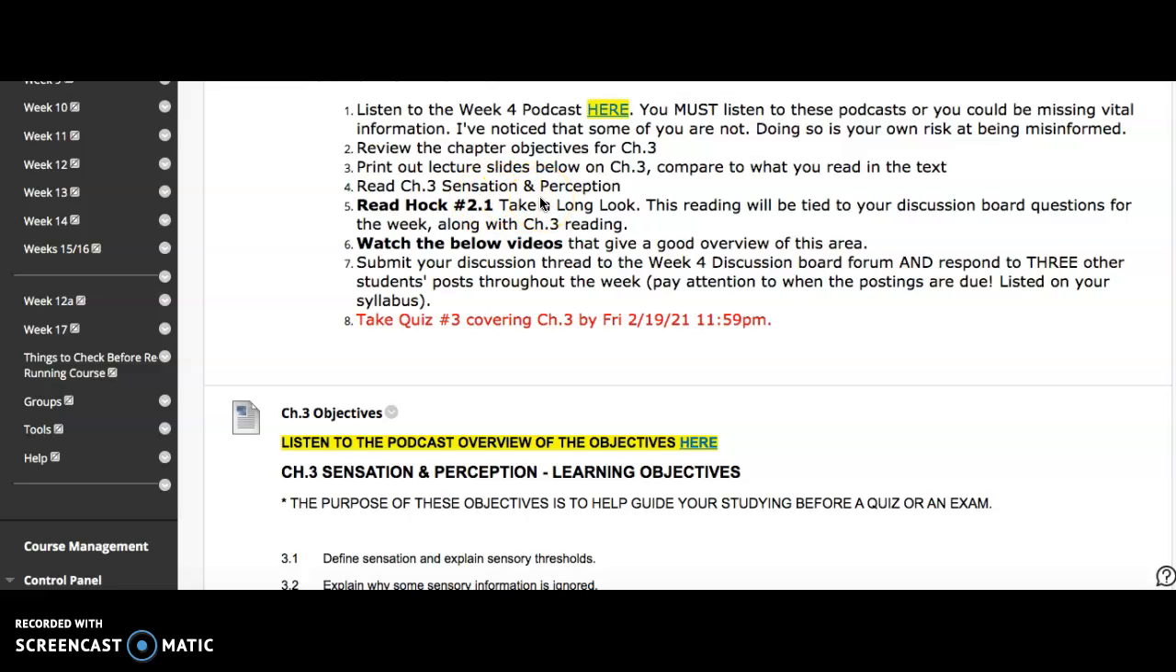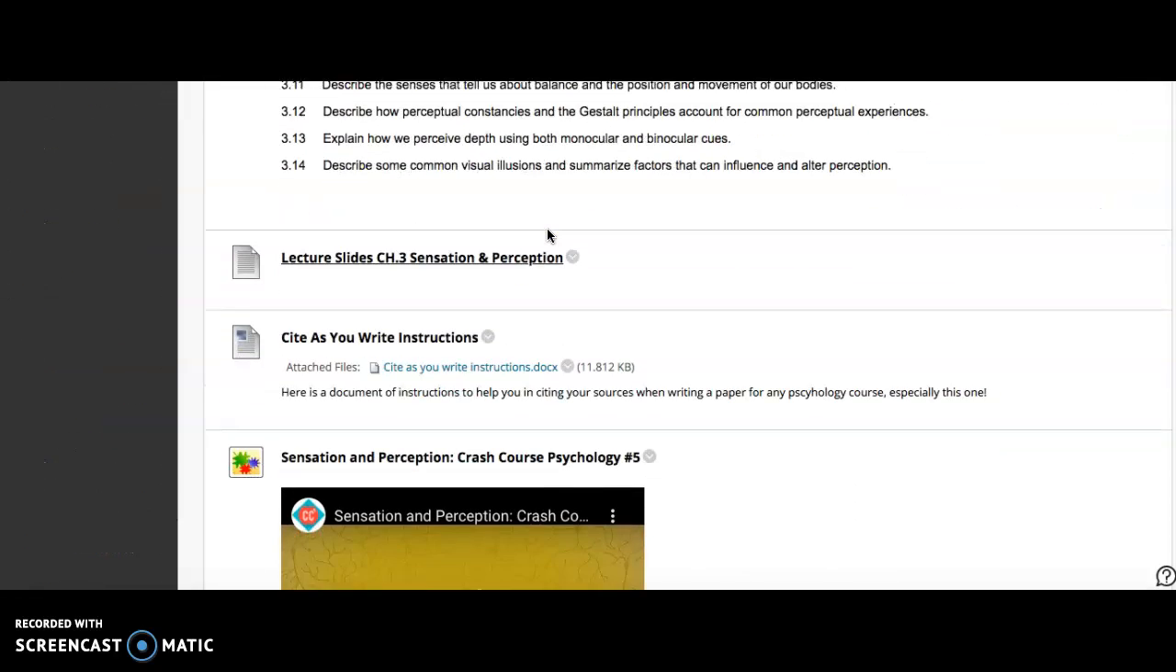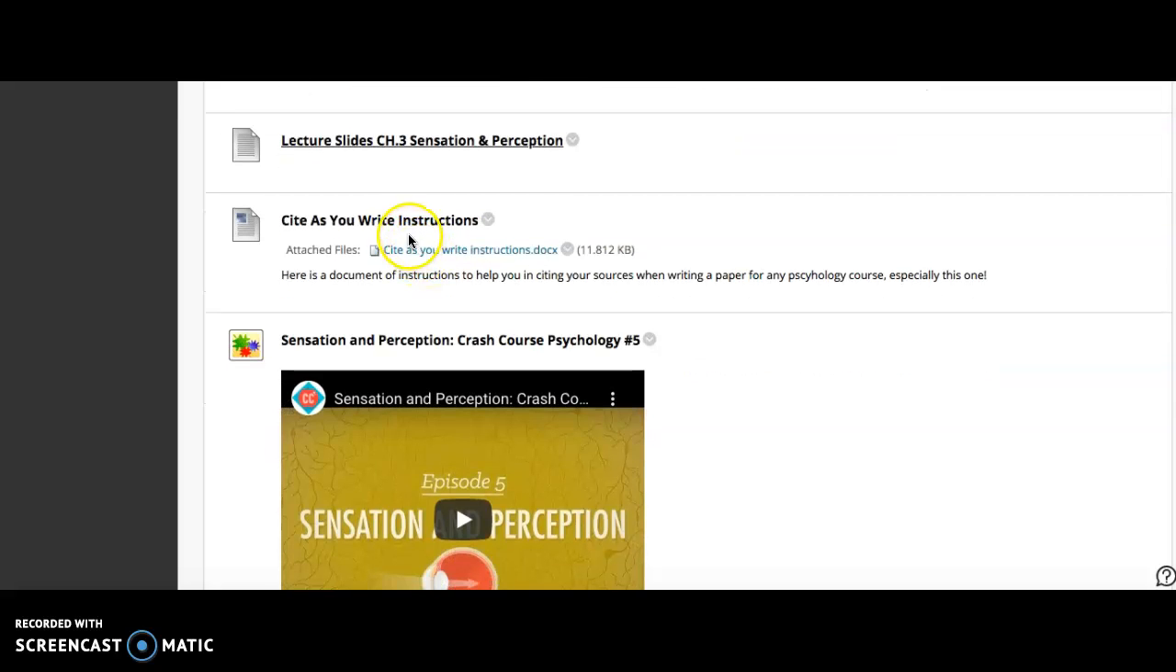Then you'll have a nice overall sense of what is involved in sensation and then what's involved in perception. And you'll better be able to understand then this reading, which is actually by Fantz. So Hock talks about Fantz's original research in this area of infant perception. And then you're going to use both those readings, which will tie into your week 4 discussion board for the week. So here's your lecture slides. Here's the cite-as-you-write instructions that you'll want to use when you do your discussion board posts.